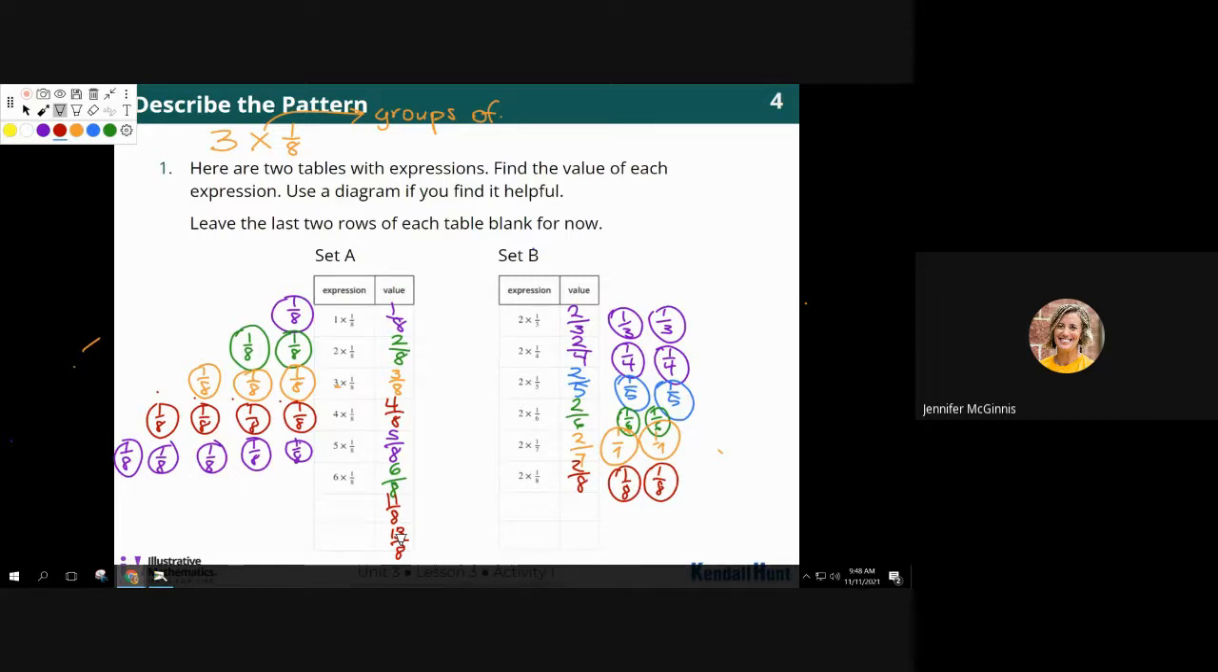So we have to like 11. Yeah, so about 11. And then the other one must be 11 groups of.